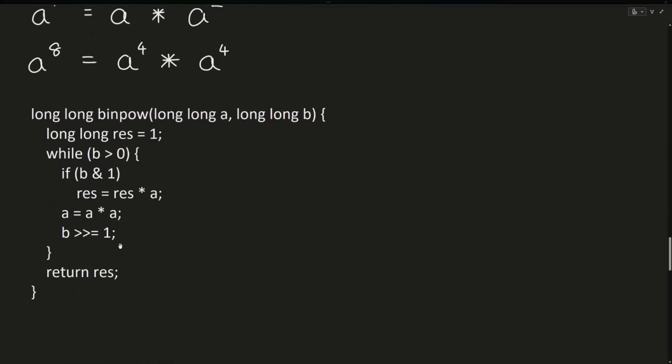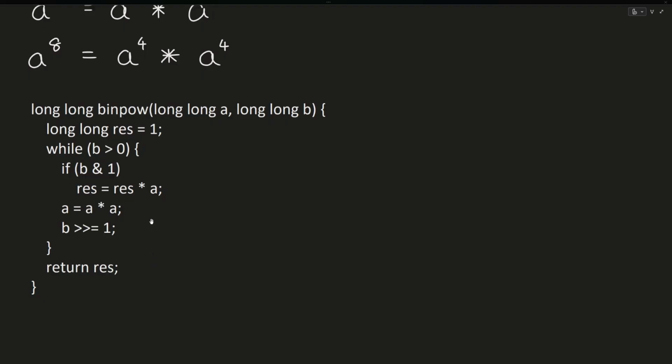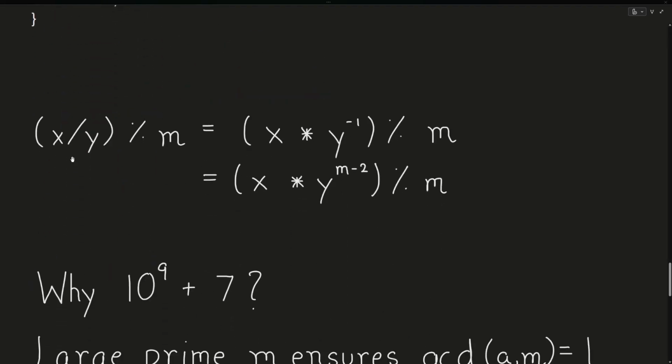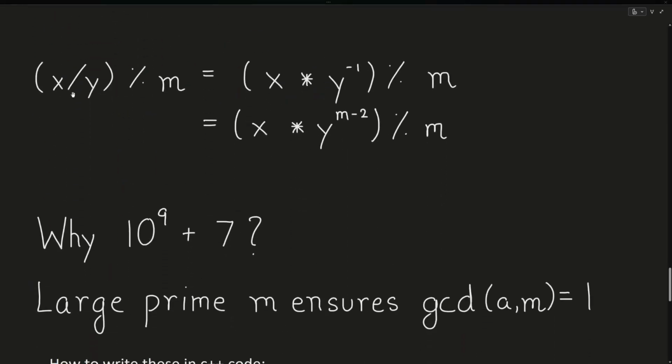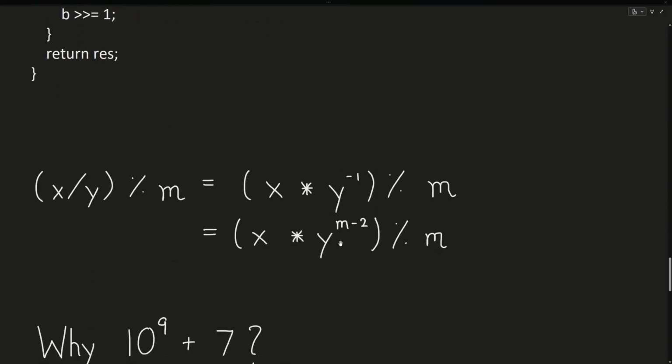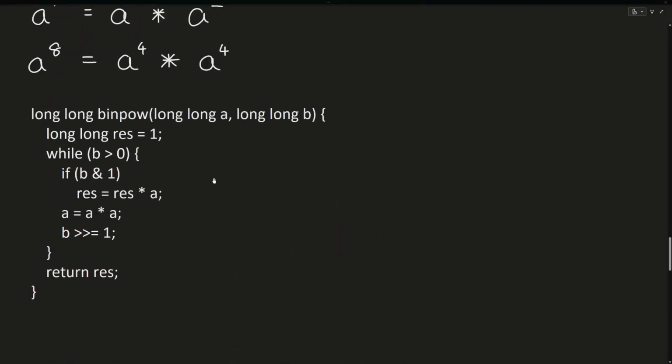Then we right shift b by 1. This is to check the next bit of b in the next iteration. And then we just return. So we can plug these in now. Consider x by y modulo m. That's equal to x into y inverse modulo m, which is also equal to x into y power m minus 2 modulo m. And this value we can calculate with this function.